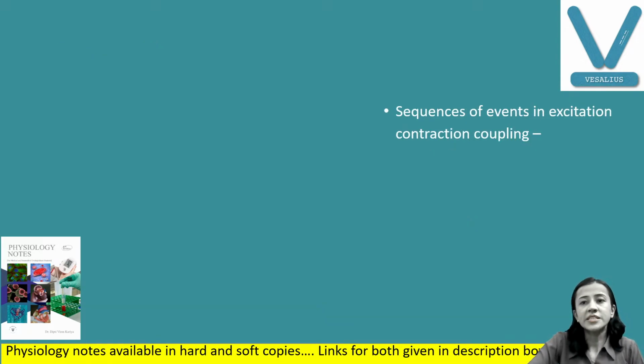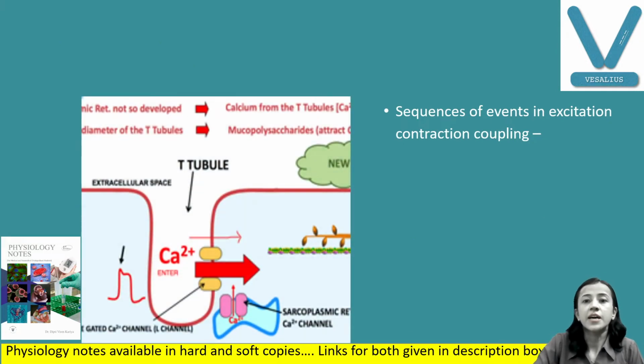Now, here you can see the sequence of events as we have discussed. Excitation followed by contraction is known as excitation contraction coupling. Calcium ions are required for this excitation contraction coupling. I'm not going into much detail because we have already discussed this.